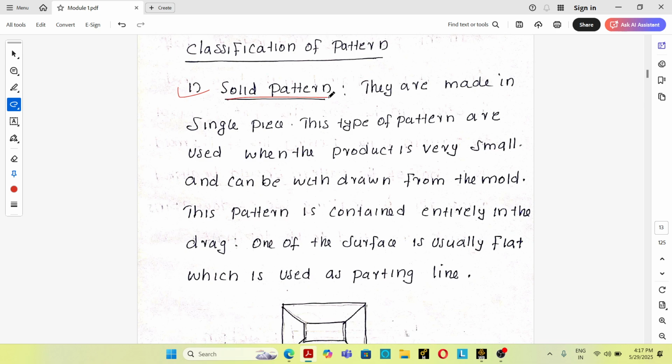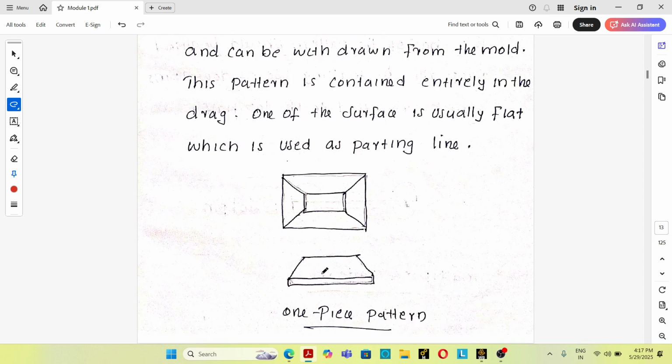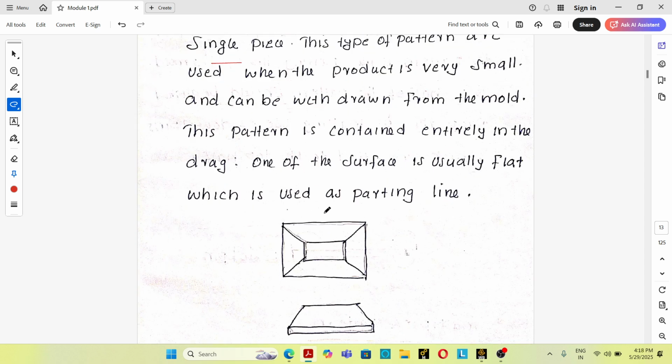It is also known as single piece pattern. This type of pattern is commonly used when the product is very small and it can be withdrawn from the mold very easily. While we are using a single piece pattern, the entire pattern is contained in the drag portion. One surface of the pattern is always flat, which acts as a parting surface or parting line. So this is an example of a single piece pattern.